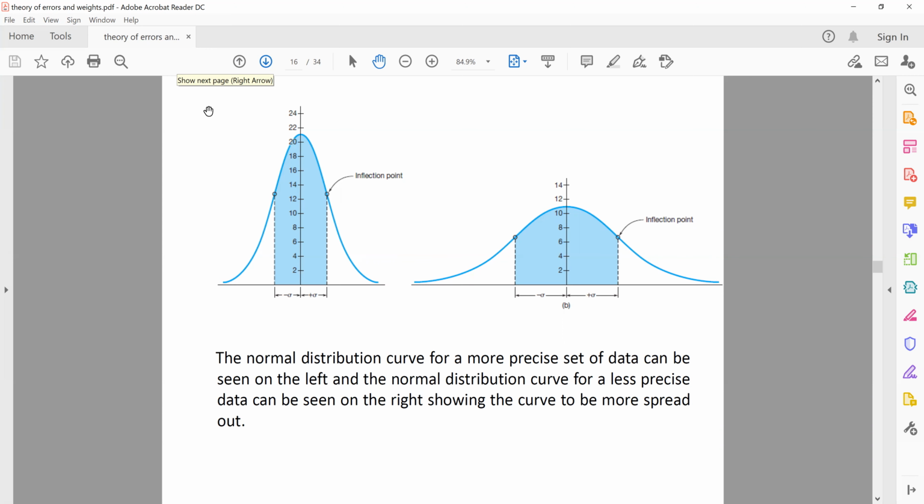But you can see how the normally distributed curve can change depending on what the data represents. So just by looking at raw data, you won't be able to comment on the level of precision or level of accuracy. But once you have this normally distributed curve, you can quickly comment about the health of the data or the health of the observations.